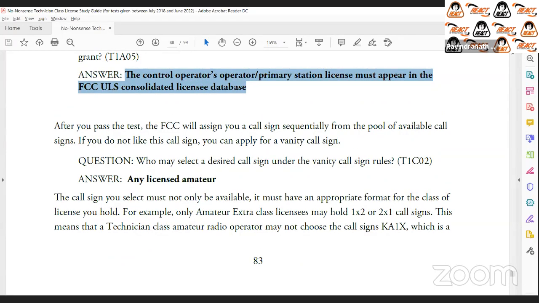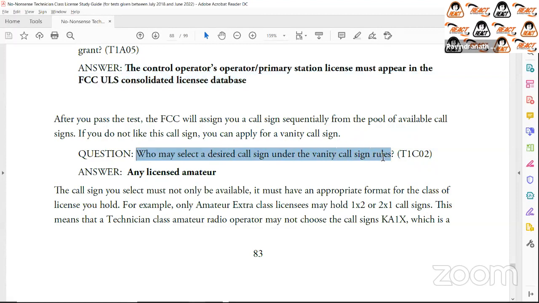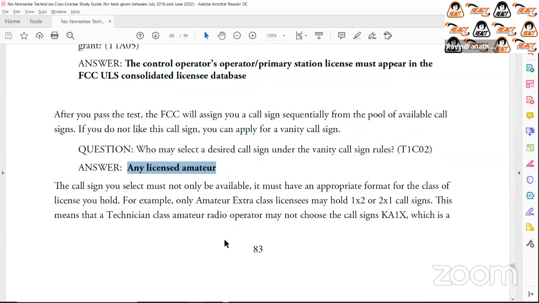Okay, we still have a few minutes to go, so let's continue with the questions. We did all of these in the theory on the slide deck. Who may select a desired call sign under the vanity call sign rules? In other words, who can get a vanity call sign? The answer is any licensed amateur. You can apply for a vanity call sign, or customized call sign.